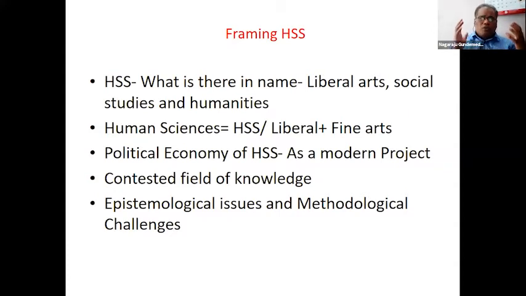we need to relate the nature of the relationship between democracy and humanities and social sciences. This is where one of the eminent sociologists, Dipankar Gupta, who was a professor of sociology at JNU and is now a professor of sociology at one of the top private universities in Delhi, argues that there is a positive relation with democracy.